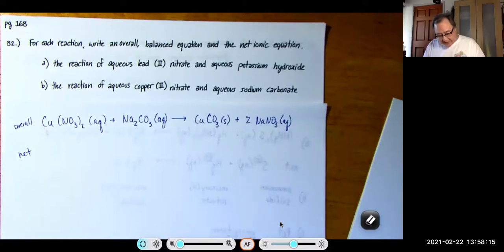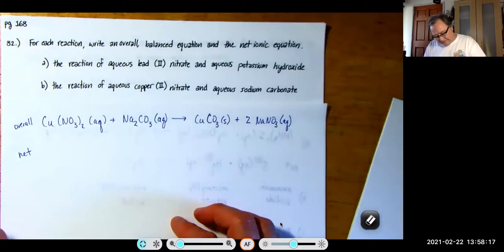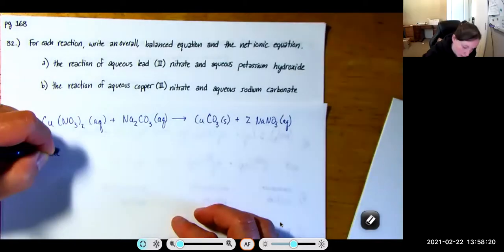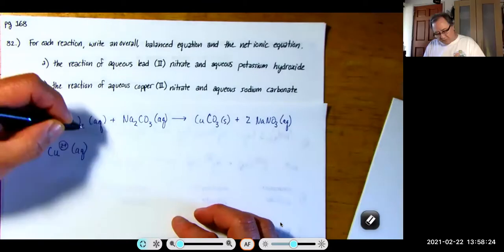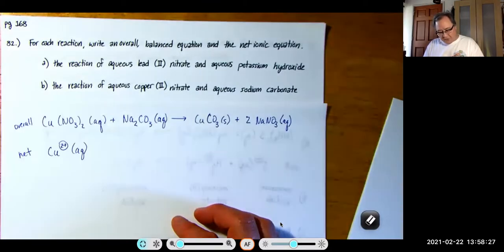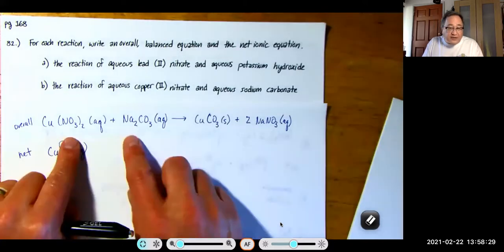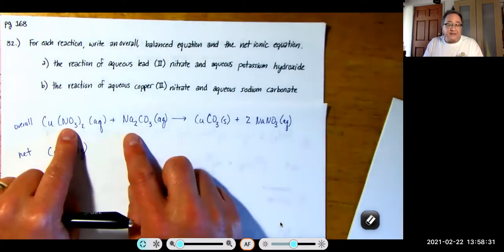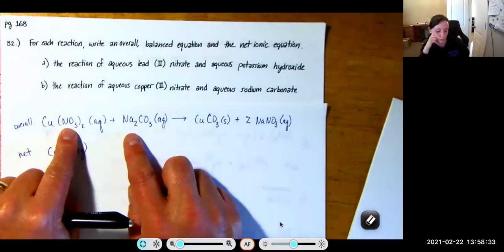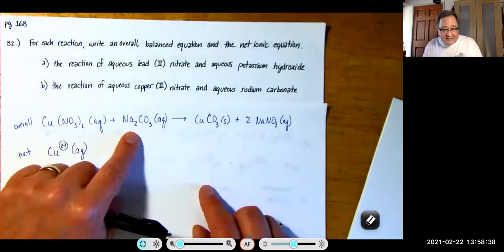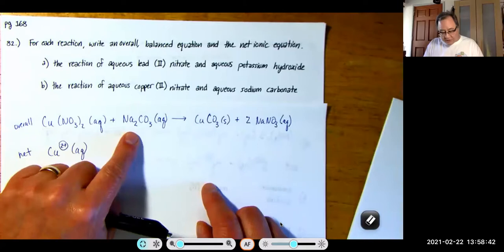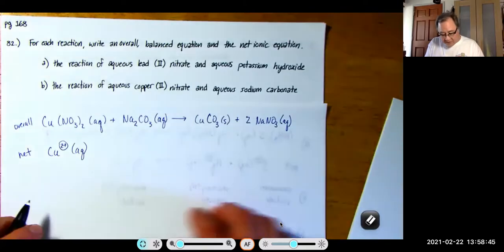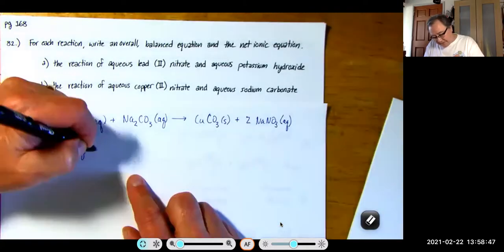Okay, so what's the net going to look like? 2 Na pluses. Nope. Are there going to be any nitrates in our net? No, because they're always soluble. Right. Are there going to be any sodiums in our net? Oh, no, because they're always soluble. So what's going to be in our net? The copper and the carbonate. Okay.